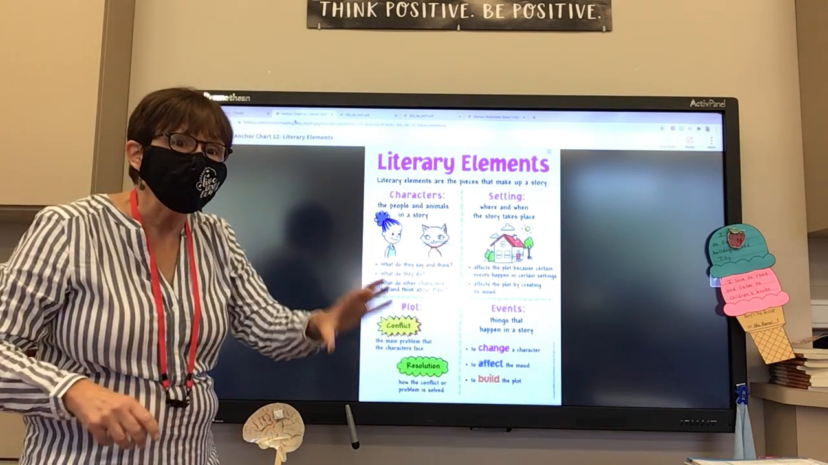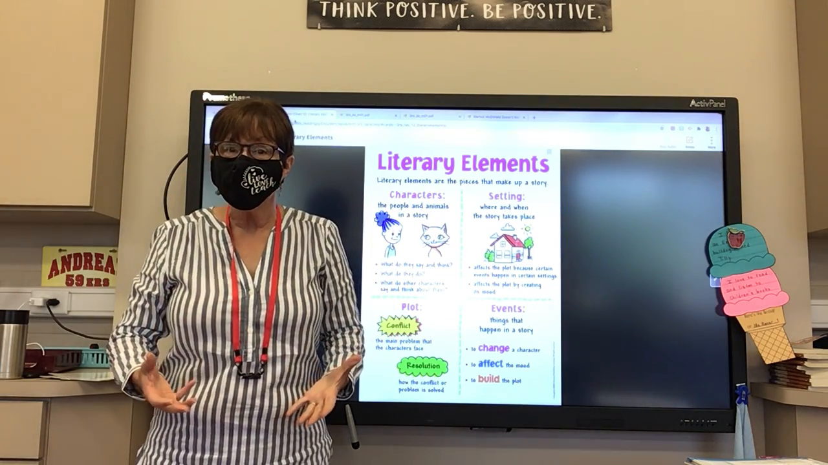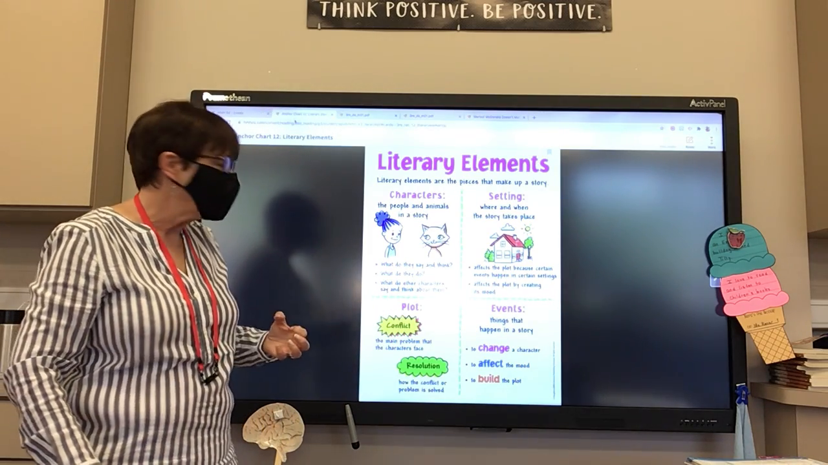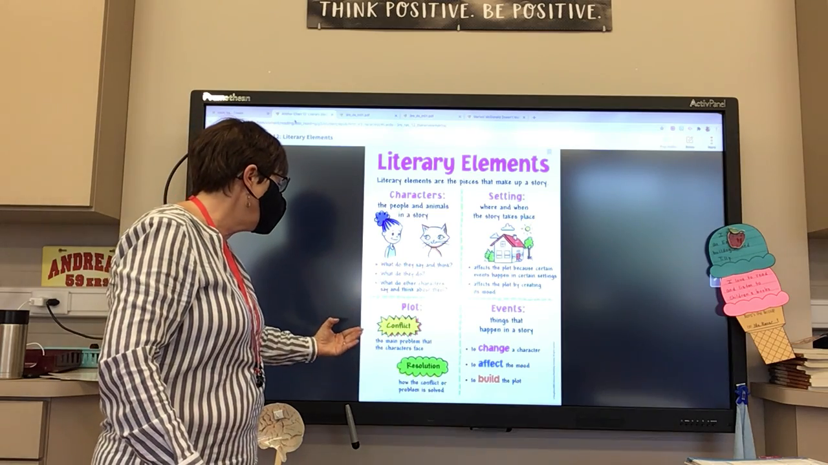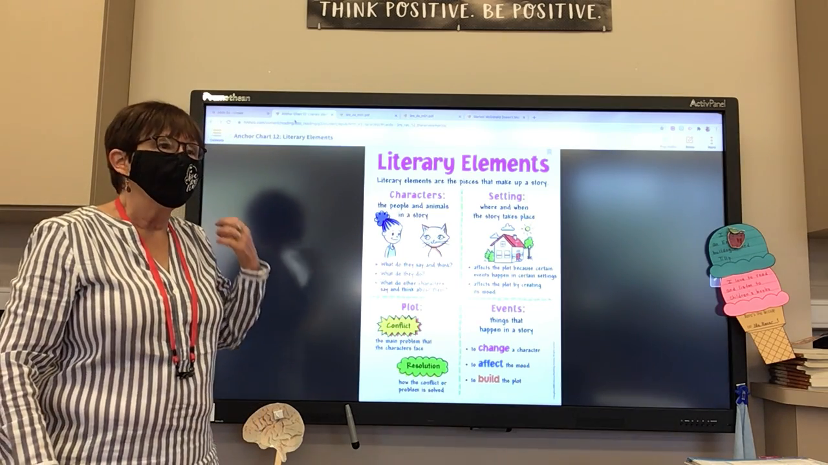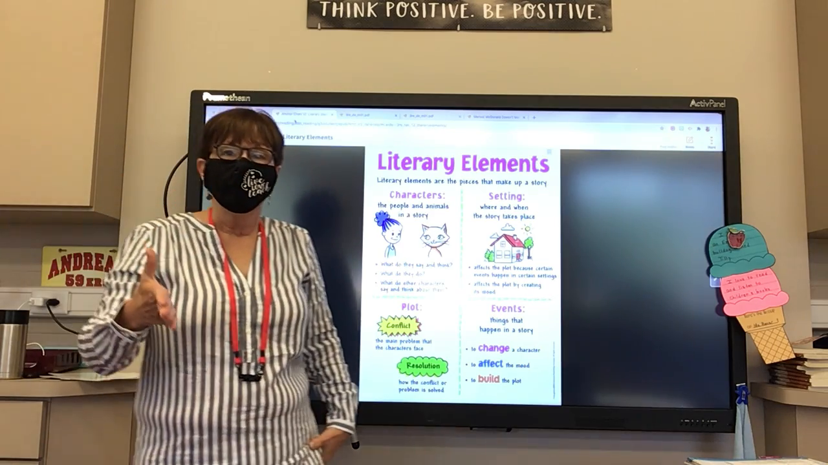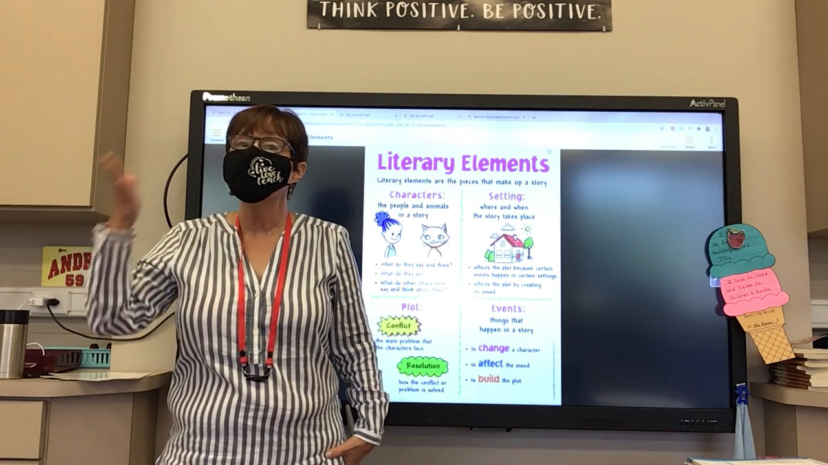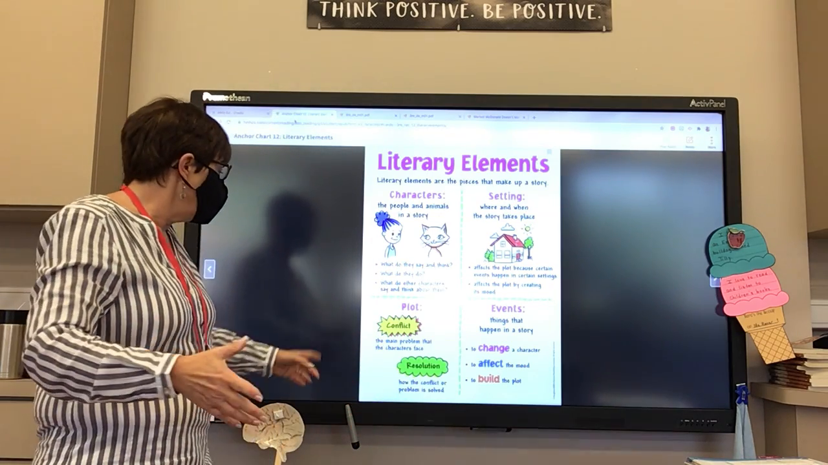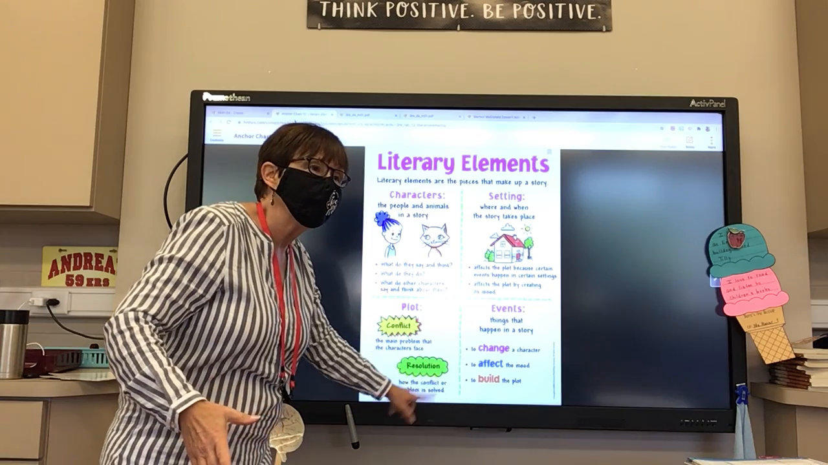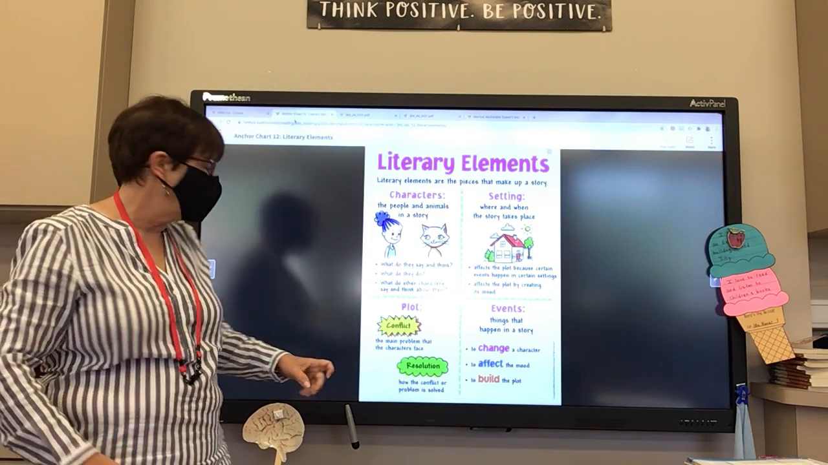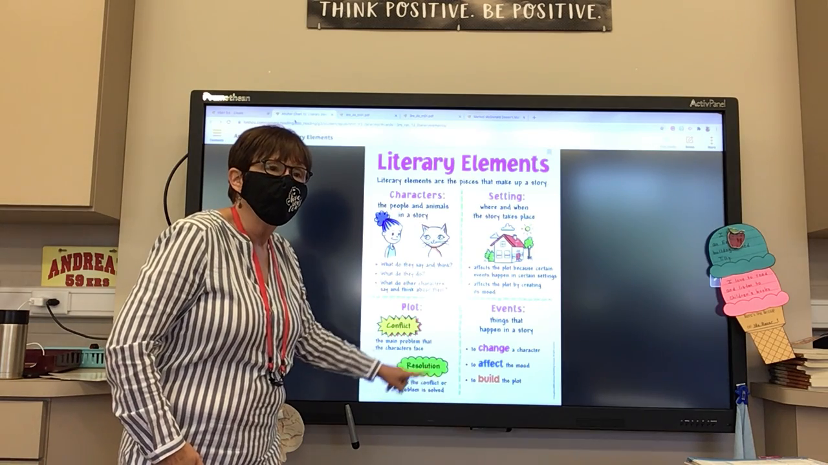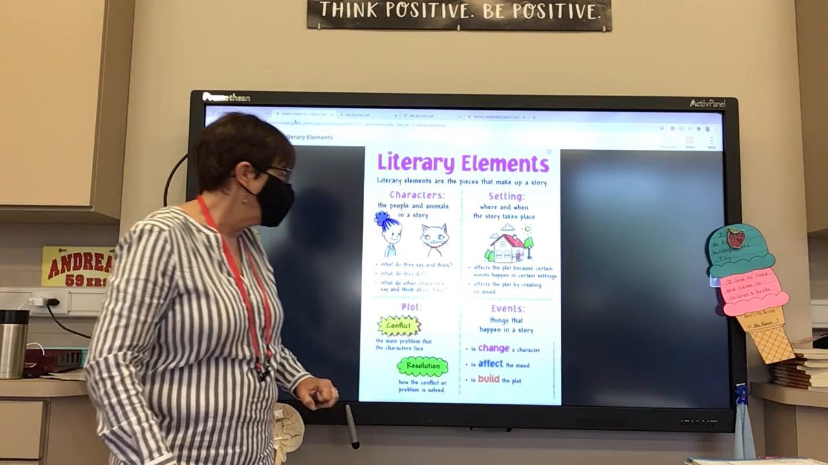Now the plot. The plot is very important because a plot has something called conflict, and we talked about that yesterday. The plot has conflict, and that's the main problem the characters face. And the plot also has the resolution. The resolution is how the conflict or problem is solved. Oh, look, we have a context clue right here. So conflict is the problem. Conflict or resolution. They defined it right there.